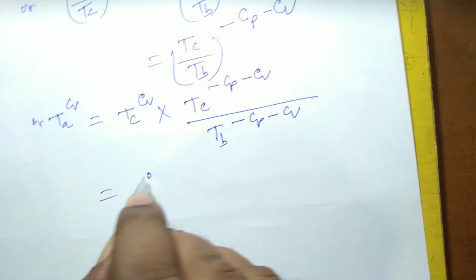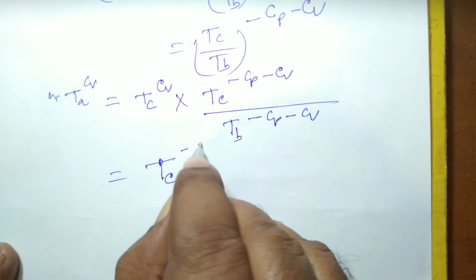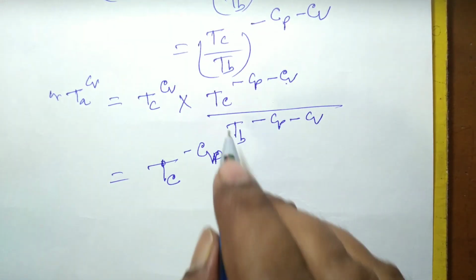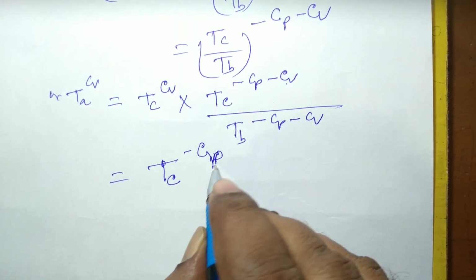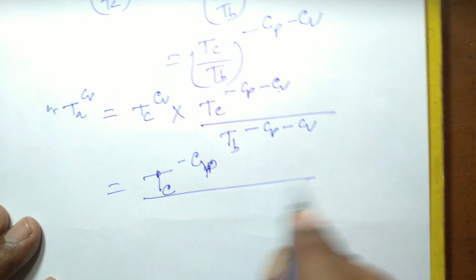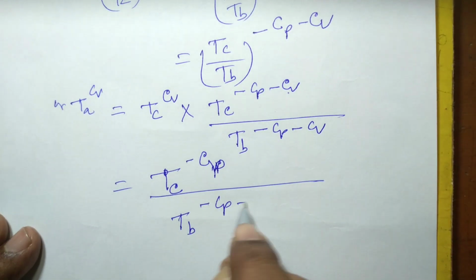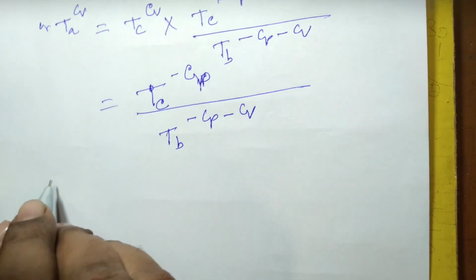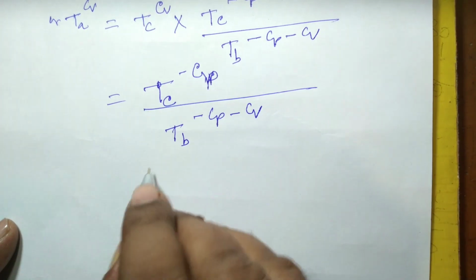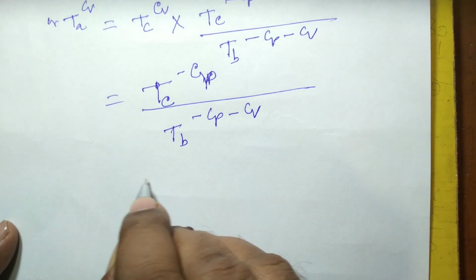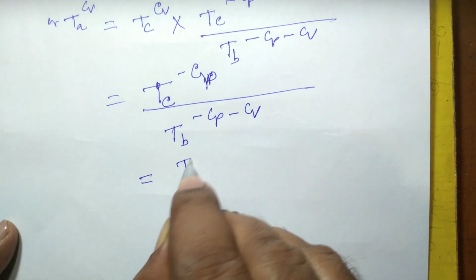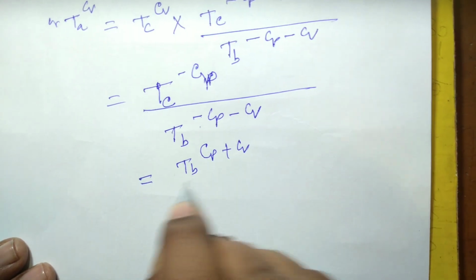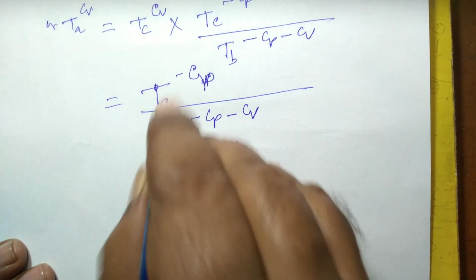This is equal to Tc to the power minus Cp minus Cb. Cb cancels out: Tc to the power Cb into Tc to the power minus Cb is Tc to the power 0, that is 1. Tc to the power minus Cp divided by Tb to the power minus Cp minus Cb. So this becomes Ta to the power Cb equal to Tb to the power Cp plus Cb divided by Tc to the power Cp. The minus power goes up and down accordingly: Tb to the power minus goes up, Tc to the power minus comes down.